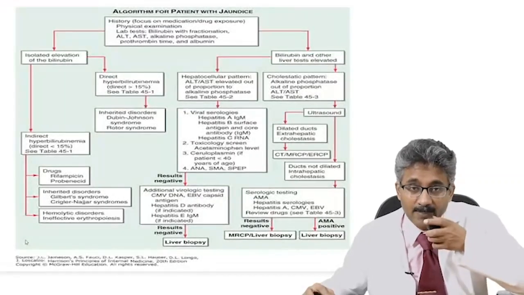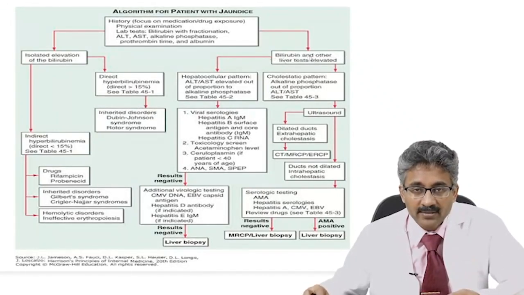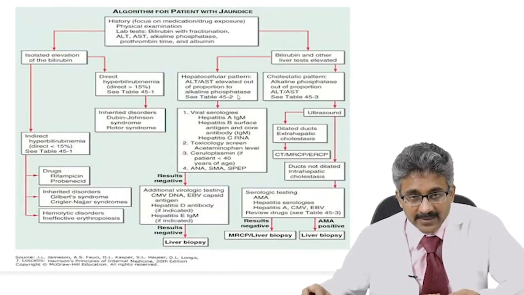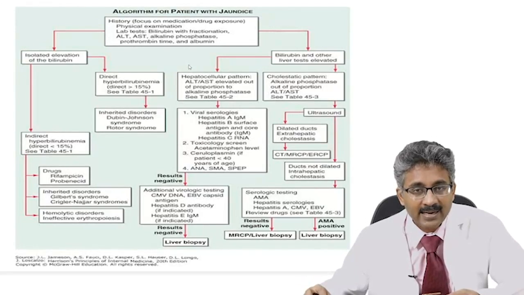Now students, let us come back to this algorithm. This we have discussed, isolated elevation of the bilirubin. Now let us go this side: bilirubin with other liver enzymes elevated. It could be hepatocellular or cholestatic. Hepatocellular means ALT and AST will be elevated out of proportion to alkaline phosphatase. Then go to all the conditions of hepatocellular pattern which I discussed in Table 45.2 in Harrison 20th edition.